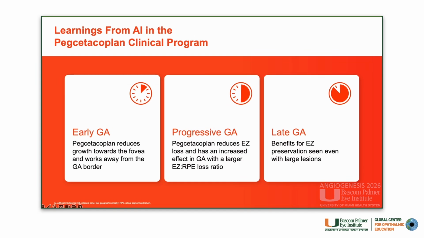To summarize, in early GA, pegcetacoplan slows growth towards and beyond the fovea. In progressive GA, the EZ-RPE loss ratio helps to identify patients for closer follow-up and treatment. And finally, even in late GA large lesions, pegcetacoplan can preserve the EZ even though the treatment is started later. We hope to have functional OCT available in the near future, and thank you very much for allowing me to share this information.